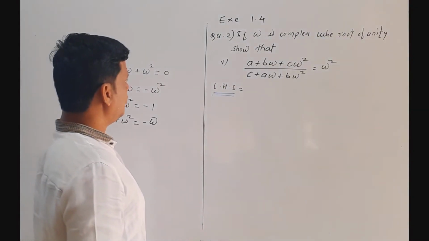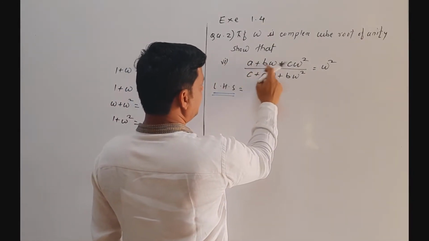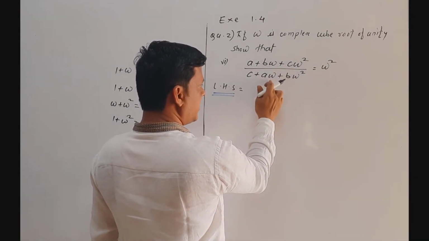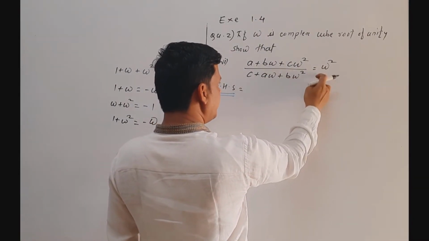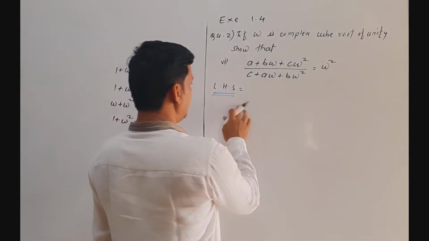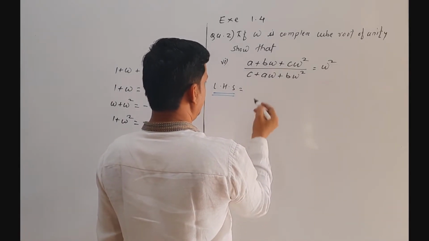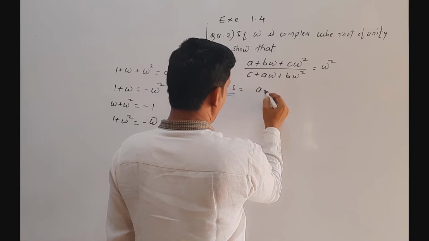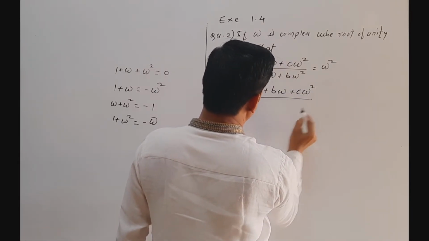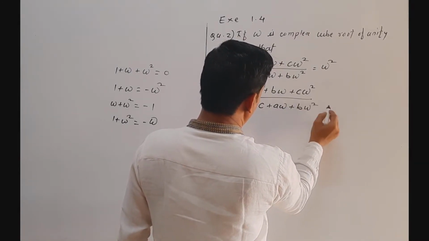Now see sub question 6: (a + bω + cω²)/(c + aω + bω²) = ω². So we consider LHS and show it equals ω², that is RHS. LHS equals (a + bω + cω²) upon (c + aω + bω²).